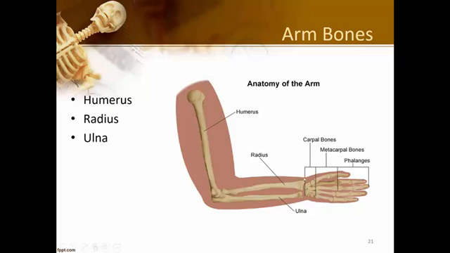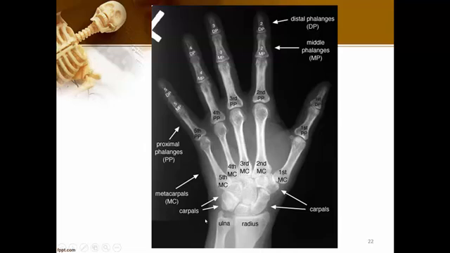And then you have carpal bones, which are your wrist bones. There are 8 of them. Metacarpals, which form the palm of your hand, and phalanges, which form your fingers. Here's a good x-ray picture of your carpals, metacarpals, and phalanges.